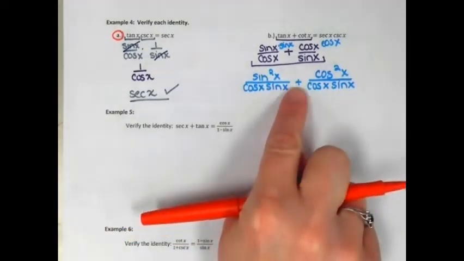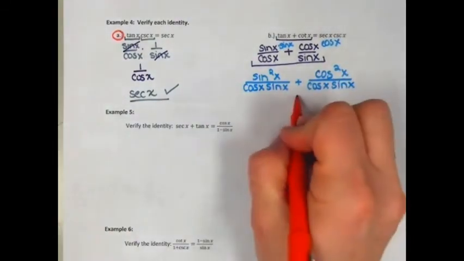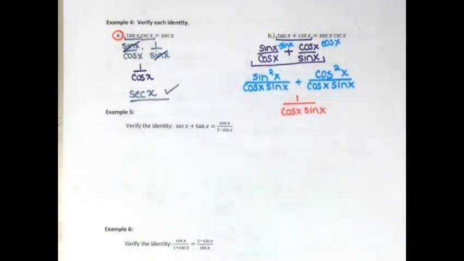All right. Now, do we have a common denominator? Can we go ahead and add our numerator? Yes. What is sine squared x plus cosine squared x? 1. So we have 1 over cosine x times sine x. Is everyone okay with that?